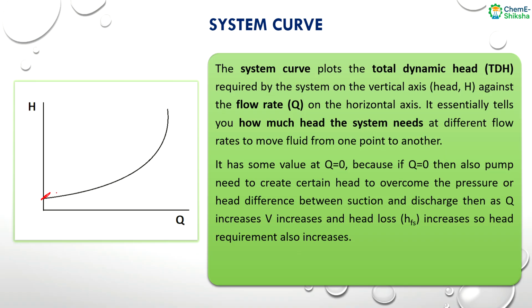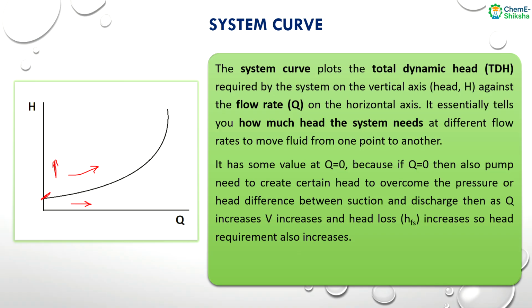After that, as Q increases, we know that Q equals A into V, so V also increases. As V increases, the head loss term HFS also increases because HFS is directly proportional to V square. So as Q is increasing in this direction, we can see the HFS head loss term also increases, and that's why the head requirement in the system is increasing, because the loss term is also increasing. We can see this from the curve.